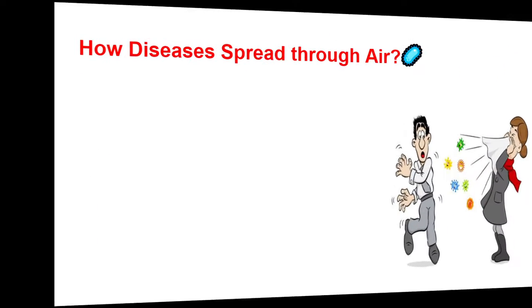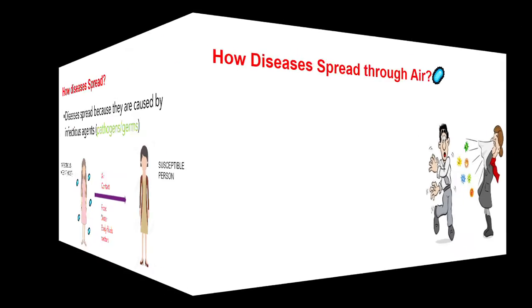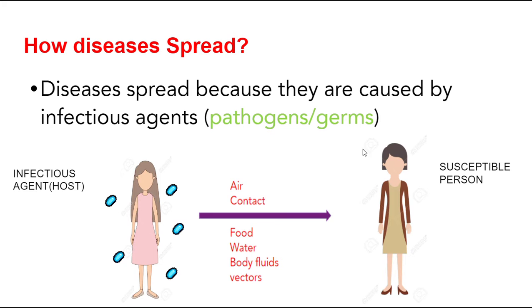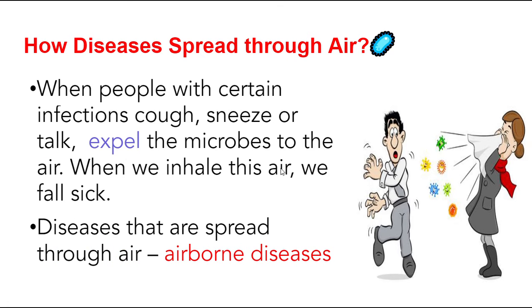Okay. Now how can diseases spread through air? So as we saw in the previous slide, they can also spread through air. So how? When people with certain infections cough, sneeze or talk, they expel the microbes to the air, and when we inhale this air, we fall sick.